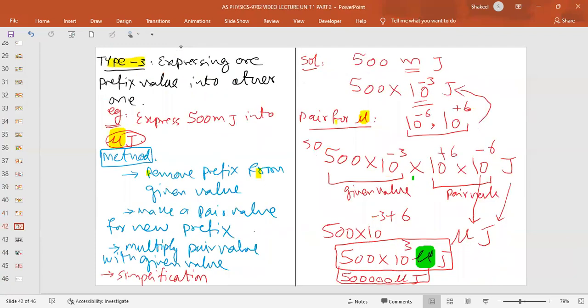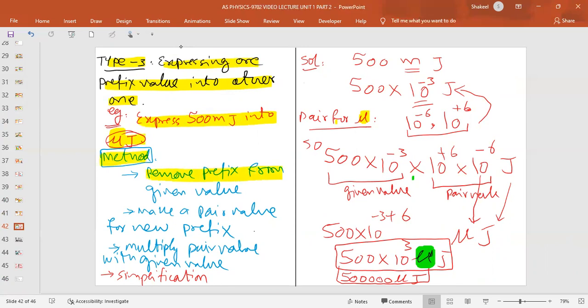The next one is type 3 in the prefixes, expressing one prefix value into another. This is the most important type. Like express 500 millijoule into microjoule. So they'll give you one prefix and they'll ask you to express it in any other prefix. So what is the method?